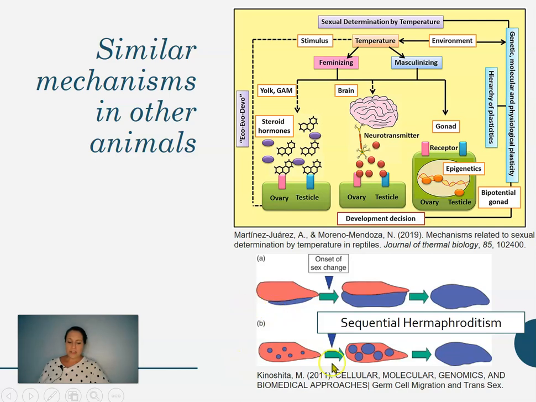I should also mention our sequential hermaphrodites that we talked about. We mentioned those fish that are male and then turn female, like clownfish, or the fish that are female and then turn male, like the guppies or the gobies and the wrasse. So they have an interesting system too, because remember, they're one sex and then the other.